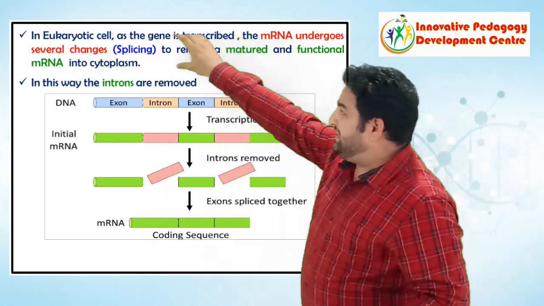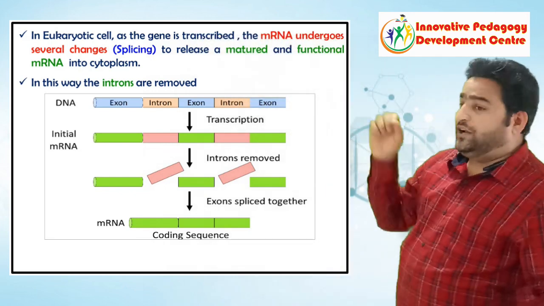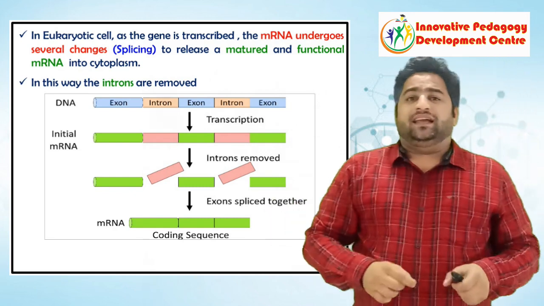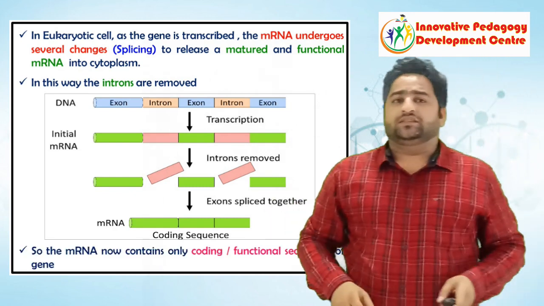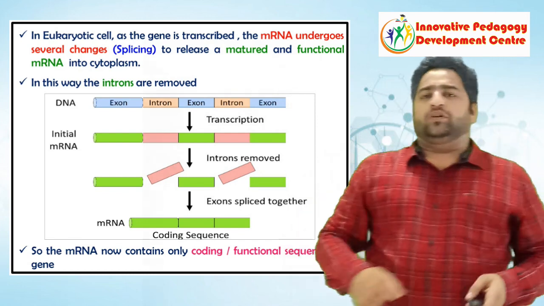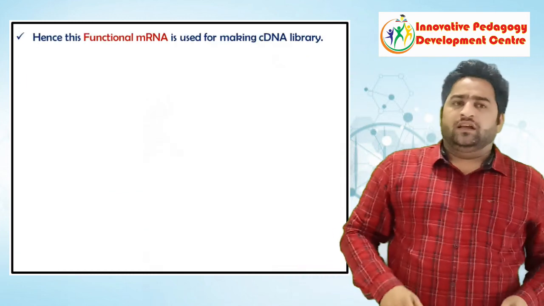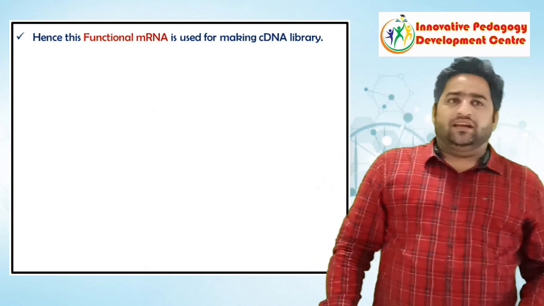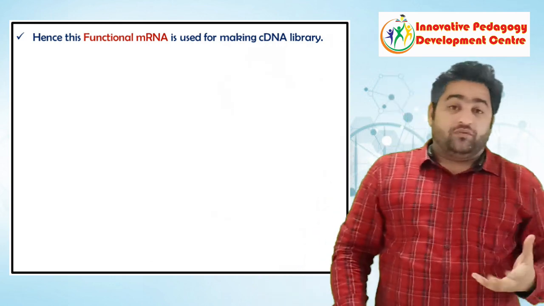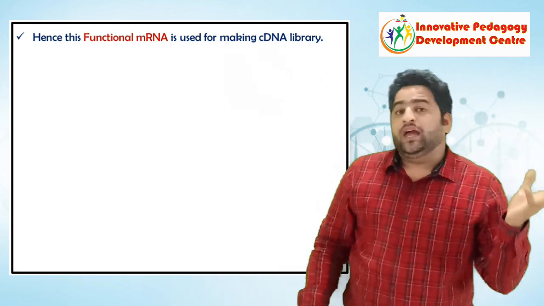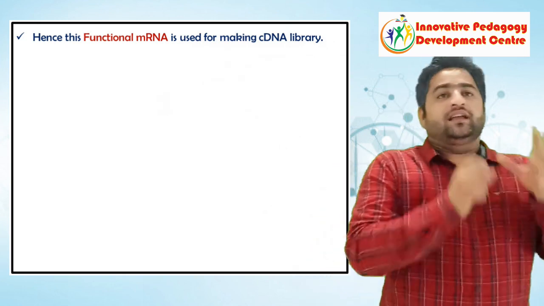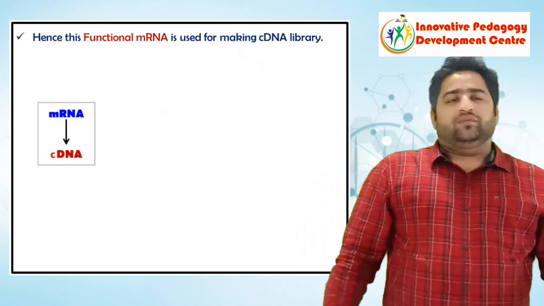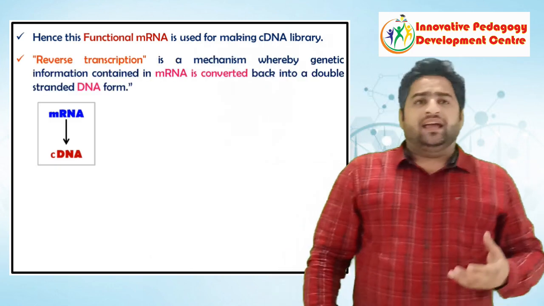Before this, it is called HnRNA, that is heterogeneous nuclear RNA, having exon and intron. But at the end, you can see that the mRNA has the coding sequences, that is, only exon. So the mRNA now only contains the coding or functional sequence of the gene. Hence, the functional mRNA is used for making the cDNA library. In the cDNA library, we are removing the non-functional DNA, all the intron sequences, and only having the sequences which code for the protein, that is, the exon region. So we are simply making a cDNA from the mRNA.